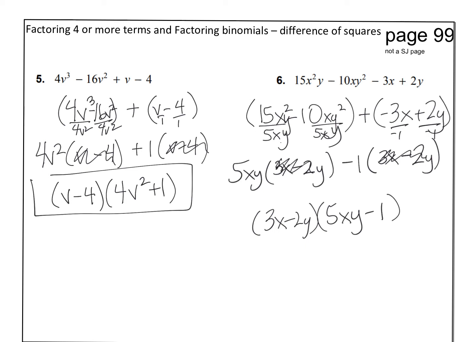Let's talk about y really quickly. X squared and x would be the common factor. Y and y squared, y would be the common factor. And of course 15 and 10, I know you all know that 5 is the greatest common factor. So I did have two variables here and divided both of them.